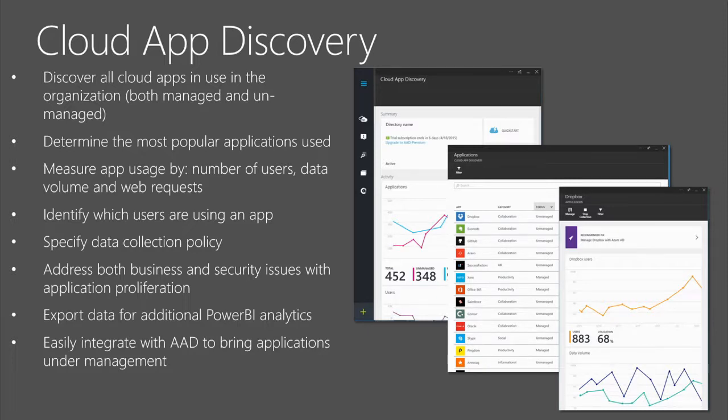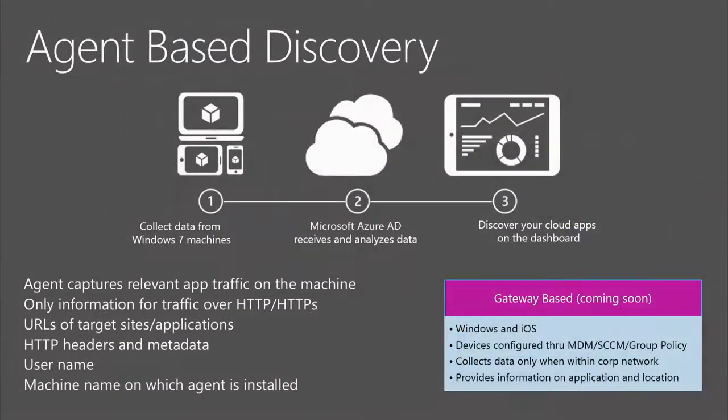And when you've found these apps, it's super simple to connect directly from within this experience to connect those applications to Azure Active Directory and gain the benefits of single sign-on, reporting, and security. So the basis right now is a very simple tool. It's an agent-based discovery. You take the agent, distribute it to a number of the desktops, and it captures the relevant app traffic on the machine.